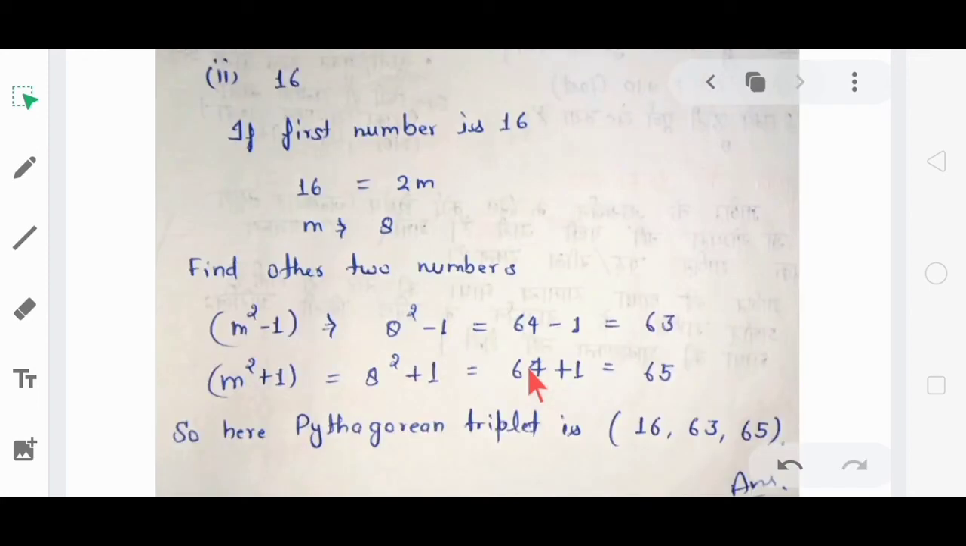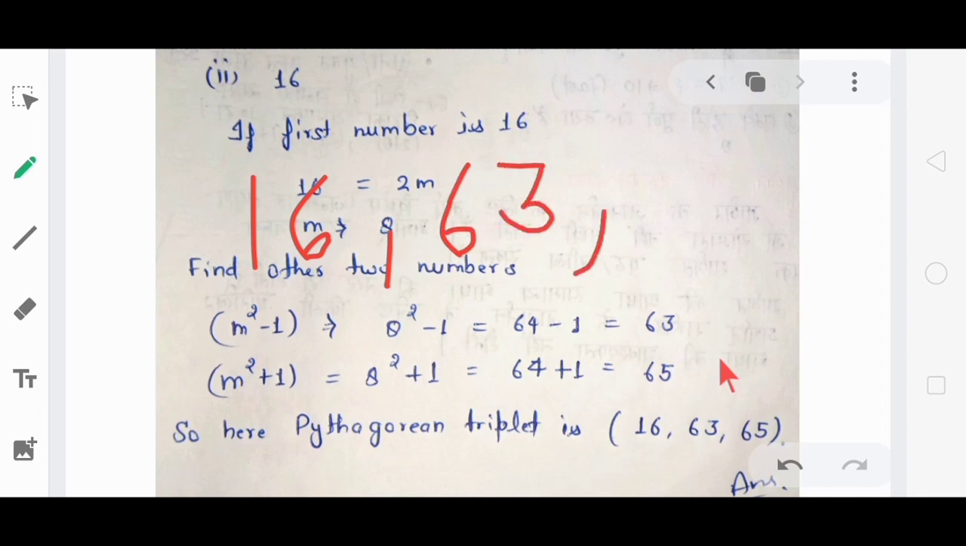The next part of the question is 16. If 16 is a number of the Pythagorean triplet, find the other two numbers. What to do? Again, we have 16 is equal to 2m, you can see, and the value of m is 8. Now the other two numbers are m square minus 1 and m square plus 1. The value of m becomes 8, 8 square minus 1 becomes 63, and m square plus 1 becomes 64 plus 1, which is 65. So finally the Pythagorean triplet is 16 as the first number, the next number is 63 and the next number is 65.